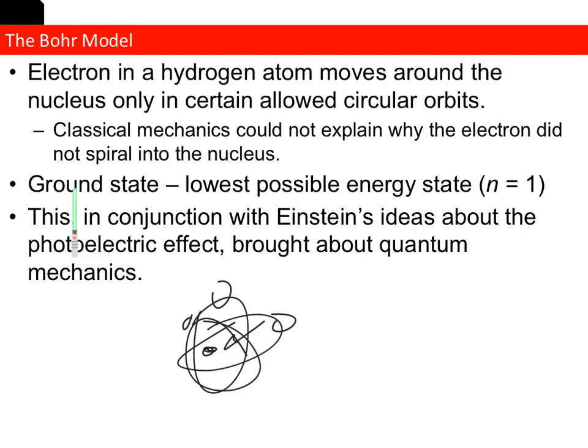He coined the term ground state, which he called the lowest possible energy level state, which is defined as n equals 1. And these discoveries, along with Einstein's idea about the photoelectric effect, brought about quantum mechanics, and other scientists were involved, whom we'll meet later.